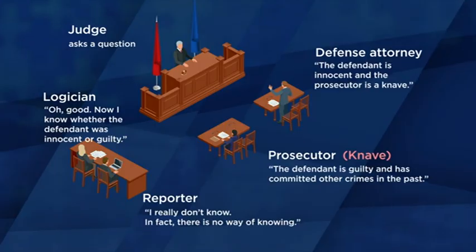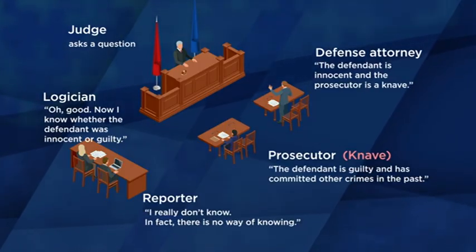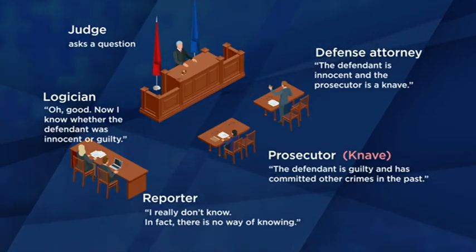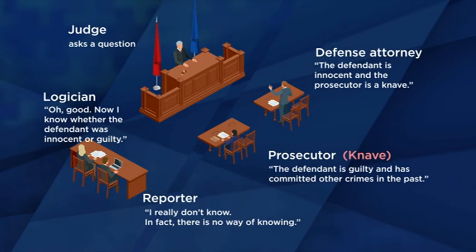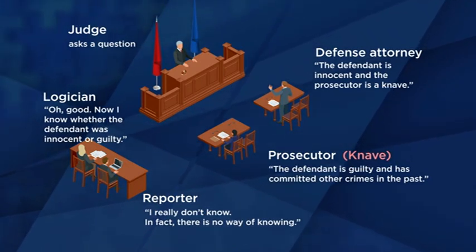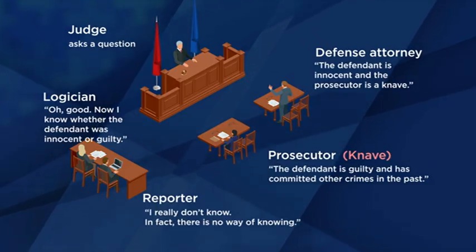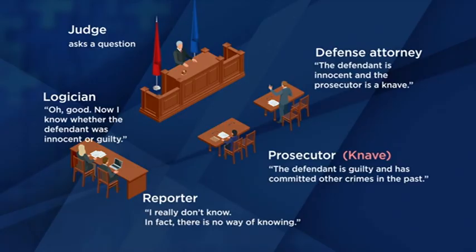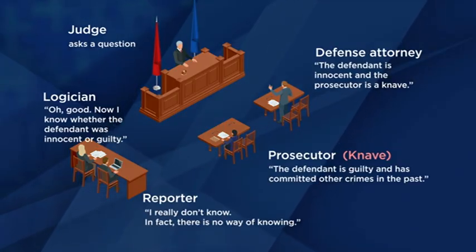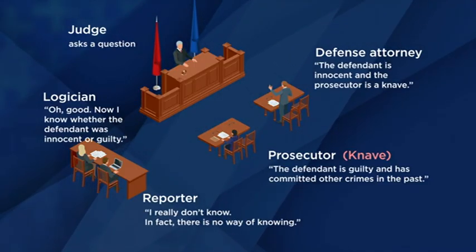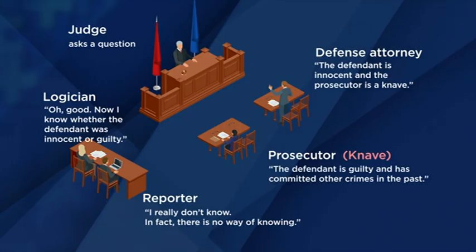But in this case, the judge could not have determined whether or not the defendant was guilty. Keep in mind that the prosecutor said the defendant is guilty and has committed other crimes in the past. It could be that the defendant really is guilty but has never committed other crimes in the past. That would make the prosecutor's statement false, which is consistent with his being a knave. Or it could be that the defendant is innocent after all. That would also make the prosecutor's statement false.